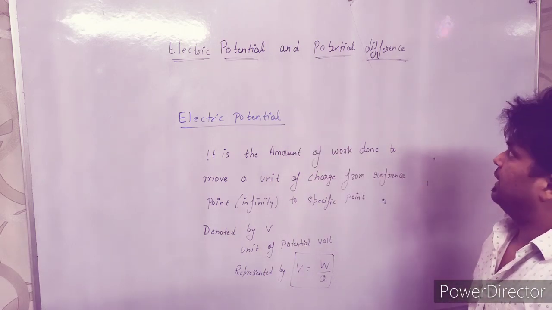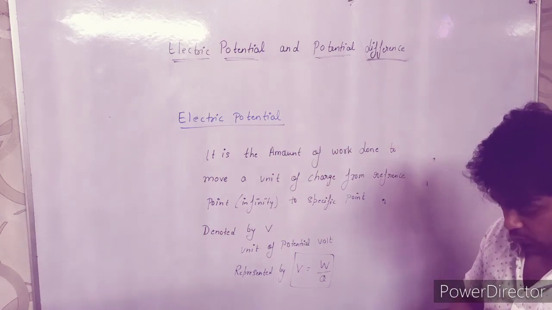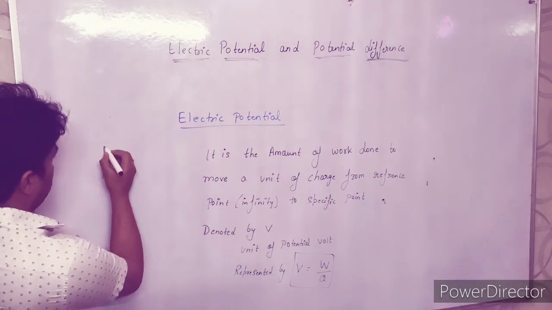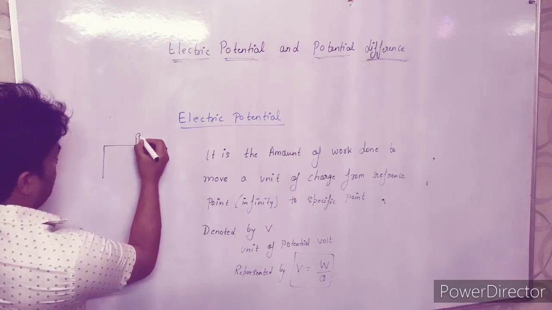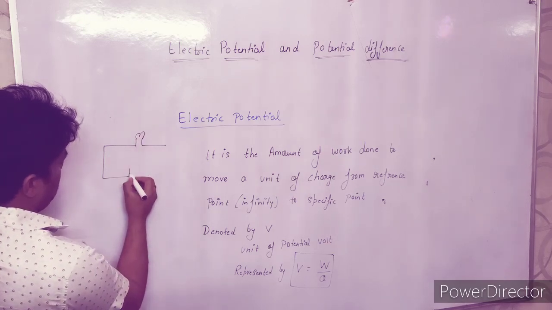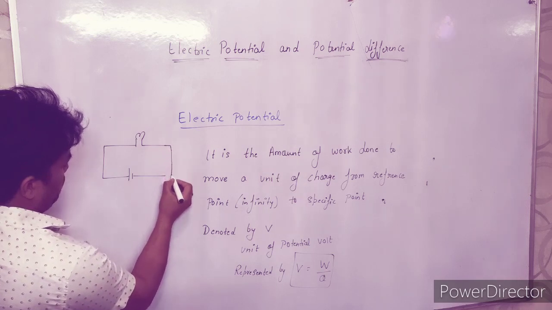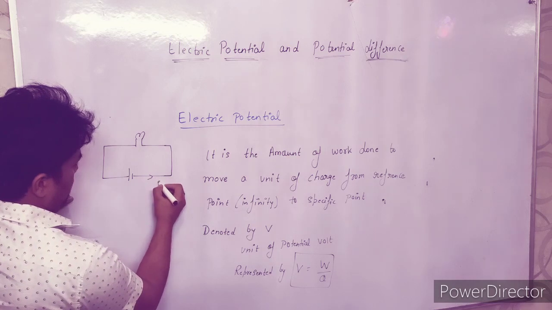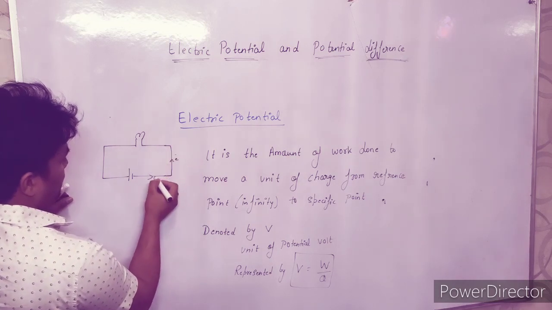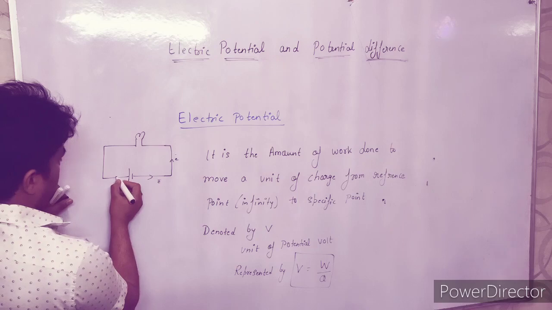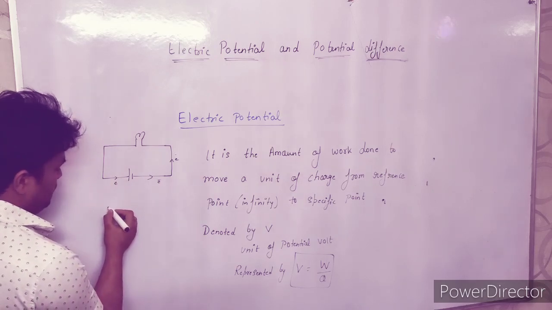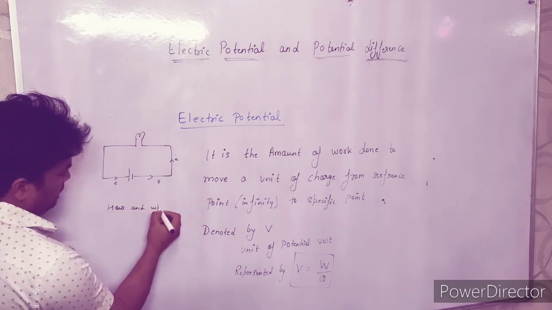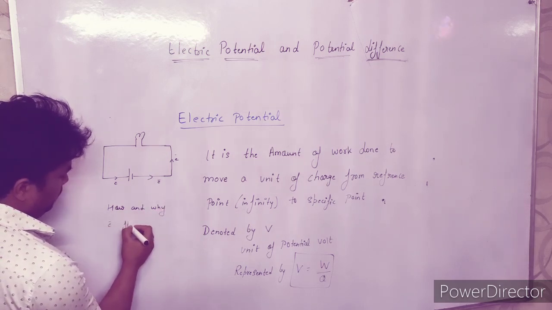The topic is electric potential and potential difference. So first of all, what is electric potential? When we're talking about a simple circuit, this is a simple circuit. When the electrons start flowing from this position to this, the question is how and why electrons flow.